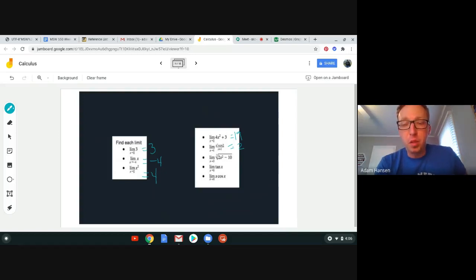So 2 times 3 squared minus 10, that's going to be 2 times 9, which is 18, minus 10 is 8. Take the cube root of 8, and we'll get 2 again.